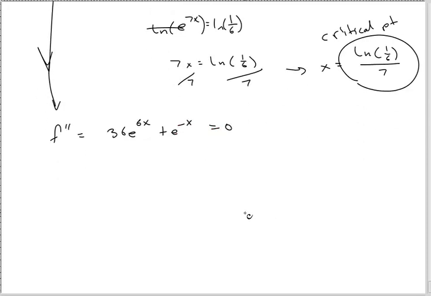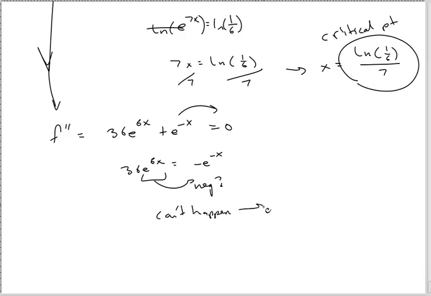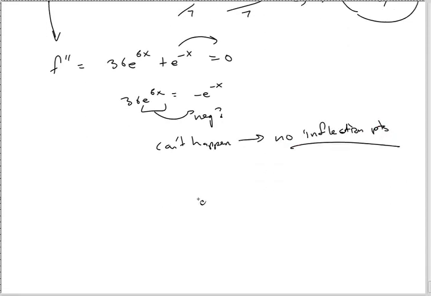I actually don't have much work on this guy because this is actually interesting. What I did is I moved this over just like last time, and I got a negative e to the negative x. And I'm saying that an e is going to end up being a negative. Can't happen. And so what this means is that there's no inflection points. So, okay, we got no inflection points.